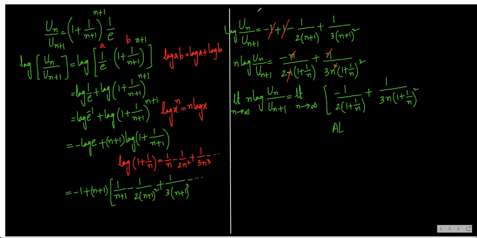Now apply the limit, you see how many terms will become 0. Apply the limit. This part will become 0, right? This 1 by n part will also become 0, and even this 1 by n part becomes 0. So finally, what is left out? 3 into 1 by n becomes 0. We are left with only minus 1 by 2, which is less than 1.